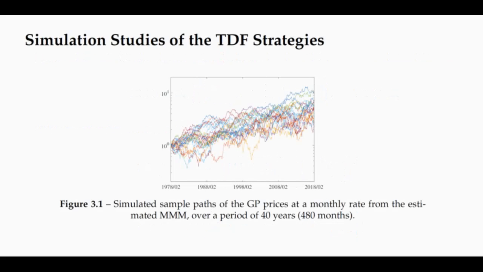So next we conduct some simulation studies. We first simulate over 40 years of the GOP price process. We use a minimum market model, and the parameters are estimated from historical S&P 500 price processes over the same period of time, from 1978 to 2018.